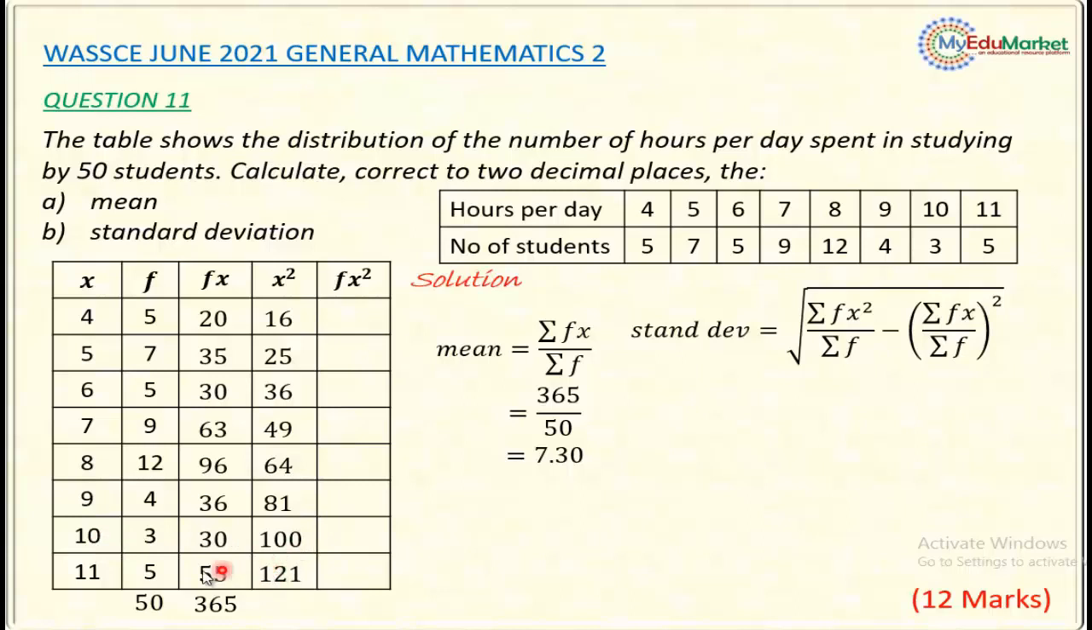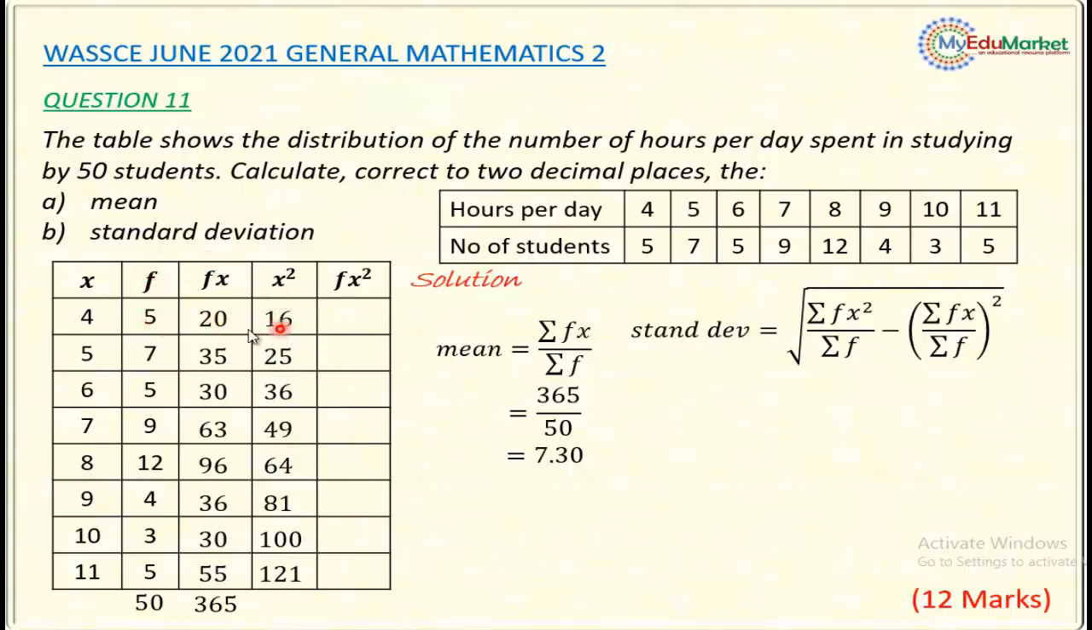And the last is 11 square, that is going to be 121. So this is my x square. So next is to get fx square, meaning each x square multiplied by its corresponding f.